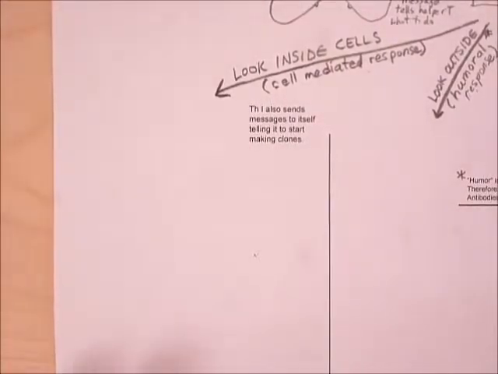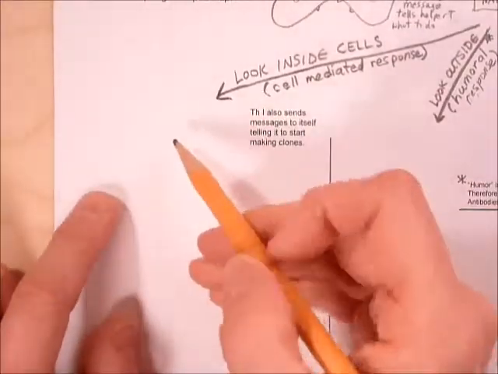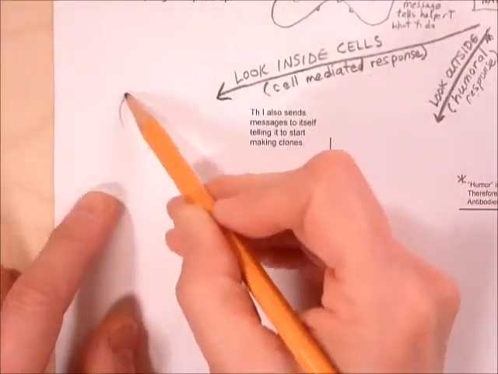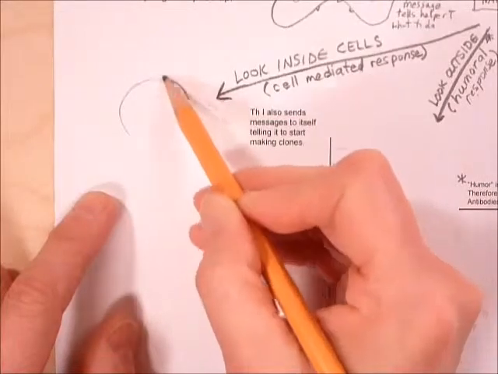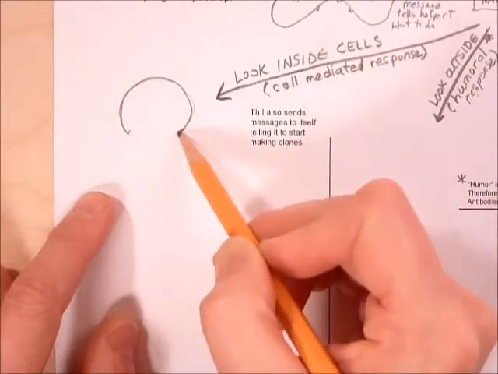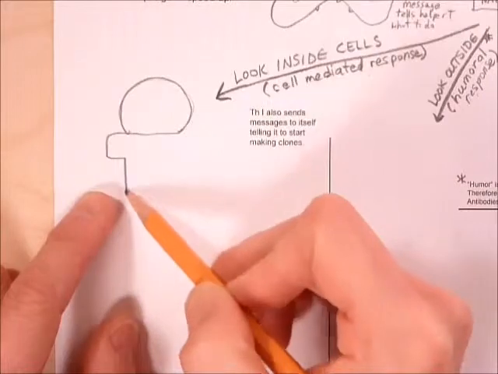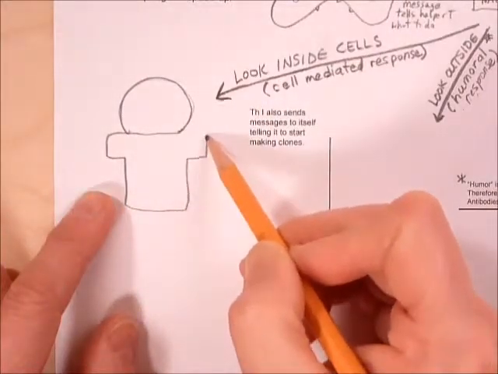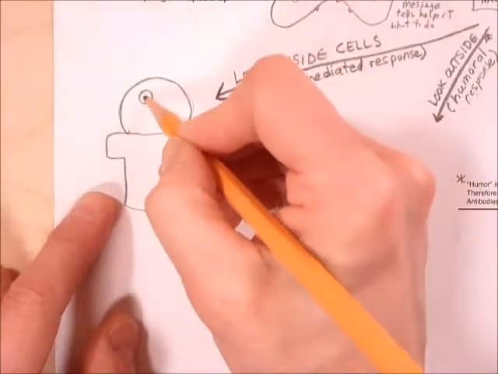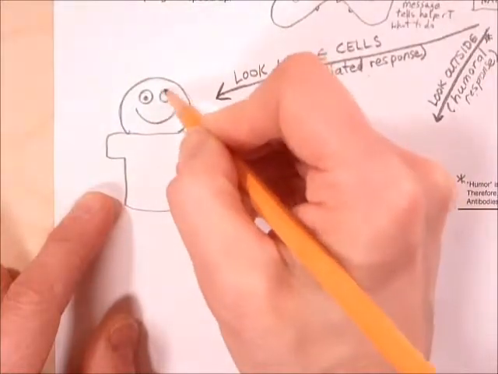And we are going to make a helper 1 right here. Let's put his head right about here. Nice big head. And of course now he was naive. He didn't know what to do. He didn't know whether he'd ever be needed or not. But now he's got a big smiley face because he has a job.